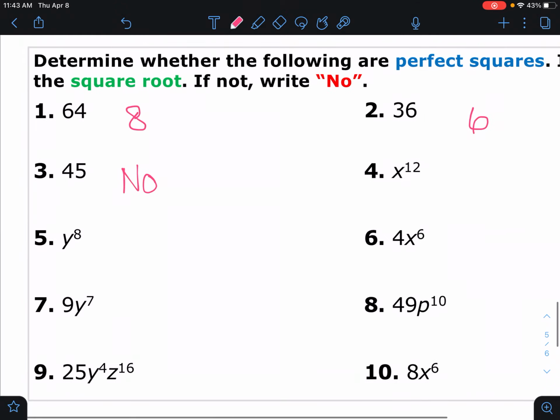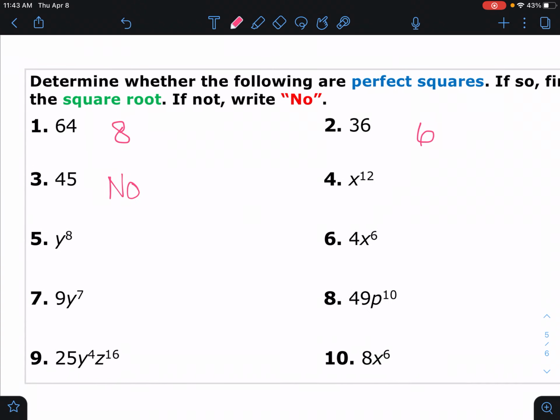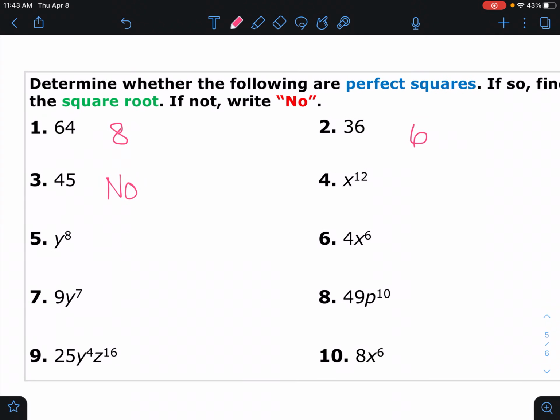All right, and remember, when you see variables with exponents, you're just going to say, is that a perfect square? Well, if the exponent is even, the answer is yes. So this is yes. Now, what's the square root? Well, because when you multiply, you add exponents, you're really just going to cut this in half. So this would be x to the 6th times x to the 6th. So the square root of x to the 12th would be x to the 6th.